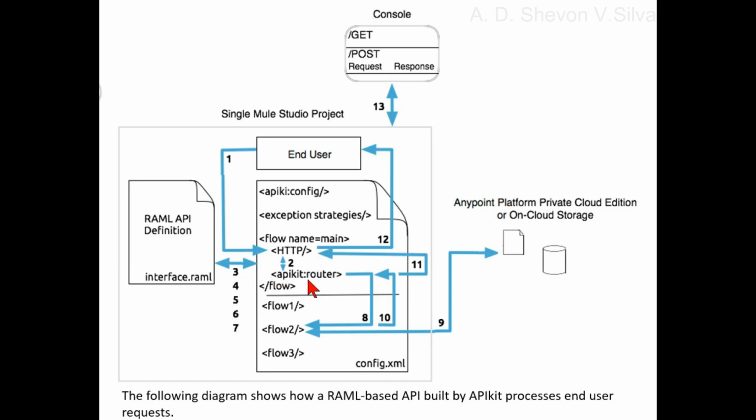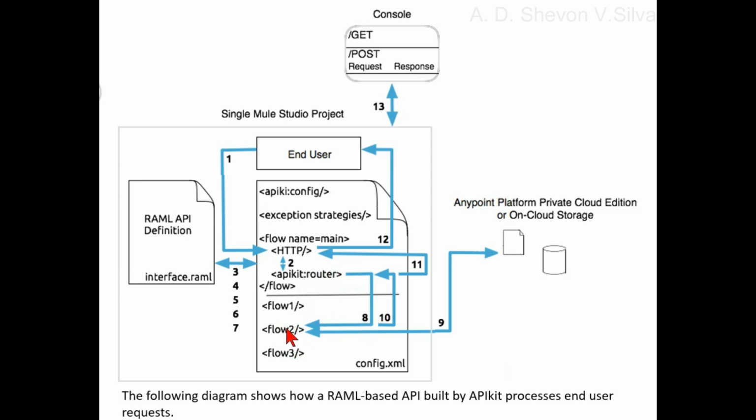In step 7, the router uses the information contained in the interface to determine which backend flow should receive the request. For example, based on the request and the resource action pairing, the router determines it should send the request to flow 2. In step 8, the router sends the request to flow 2.